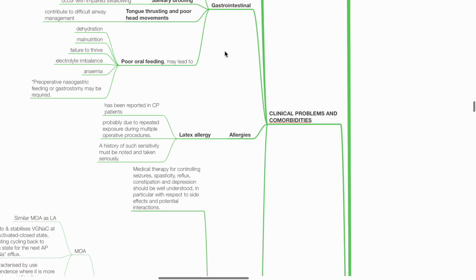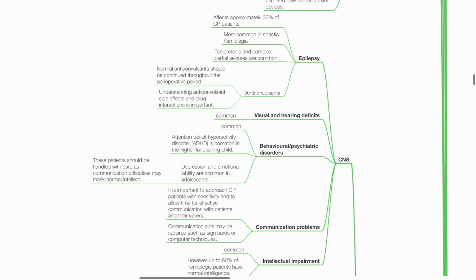Clinical problems and comorbidities. CNS issues include epilepsy, visual and hearing deficits, behavioral and psychiatric disorders, communication problems, and intellectual impairment. Epilepsy affects approximately 30% of CP patients, most commonly spastic hemiplegia type. Tonic-clonic and complex partial seizures are common. Normal anticonvulsants should be continued throughout the perioperative period. Understanding of anticonvulsant side effects and drug interactions is important.